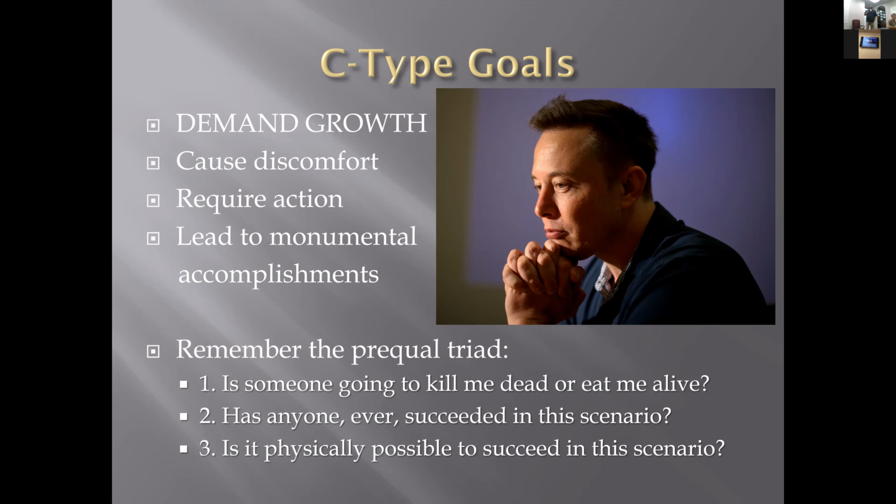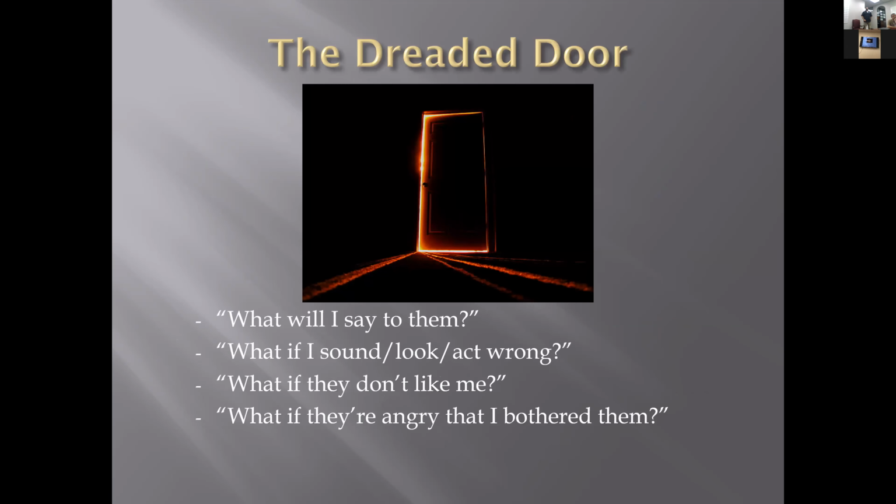It requires action, but those C-type goals lead to monumental accomplishments. Marcia, if you generate $1 million in revenue between October and December this year, would you consider that monumental? Absolutely. Brian? Monumental, right? Oh, yeah. There you go. So C-type goals, while they cause discomfort, demand growth, and require action, they are monumental accomplishments. We already went through the pre-qual triad, so we know that.